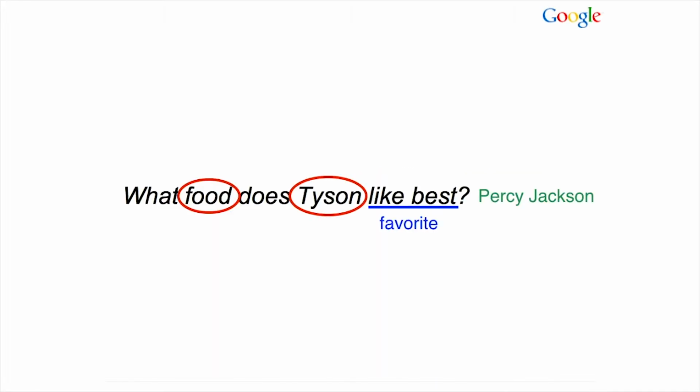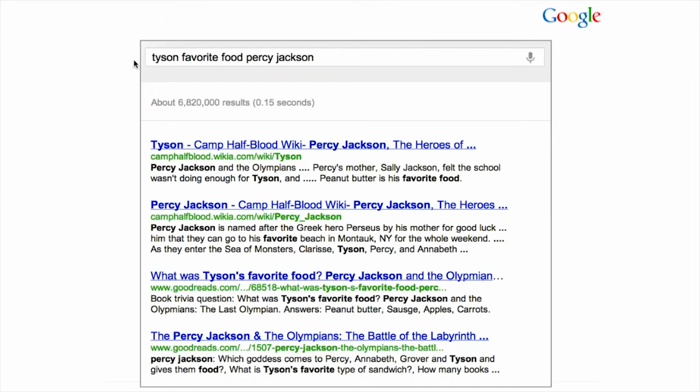Now we can also find a bit more specific information. Instead of "like best," "favorite" is more specific. And we should also make sure that we include Percy Jackson in this, because currently we're searching for food Tyson favorite. That would mean we're searching for the favorite food of all Tysons in the world. But we want to find Tyson from Percy Jackson. So instead, let's make sure that we search for Tyson's favorite food, Percy Jackson. Let's see what comes up. So when we search for Tyson favorite food, Percy Jackson, we find Tyson, Camp Half-Blood Wiki. Oh, okay, Percy Jackson wasn't doing enough for Tyson, and peanut butter is his favorite food.